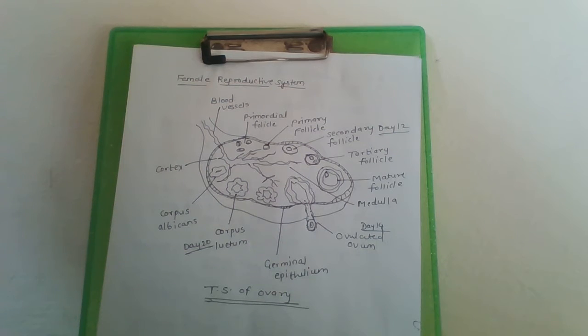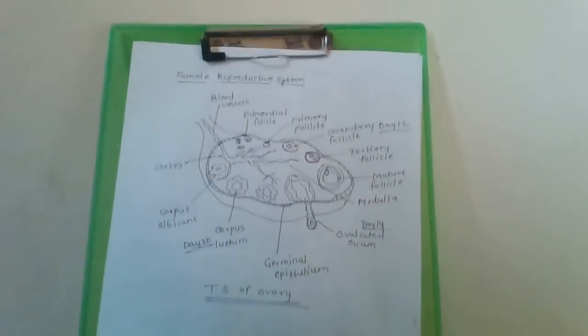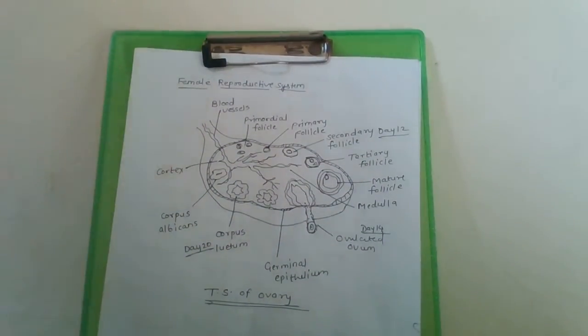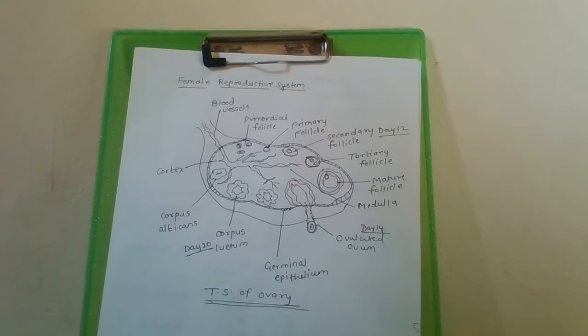Going to discuss female reproductive system. So, female reproductive system consists of different parts. In that, we are going to discuss the very first part, ovary. The diagram shows a transverse section of ovary. It is the primary female sex organ. Its main function is production of egg or ovum and female reproductive hormones.